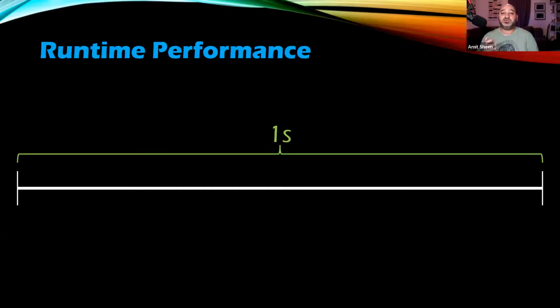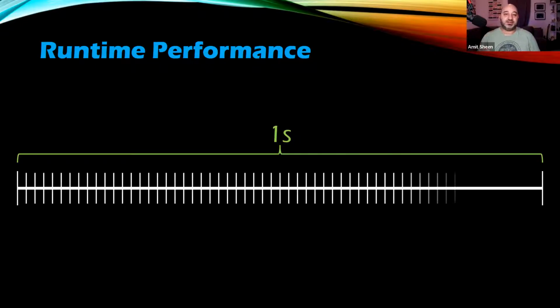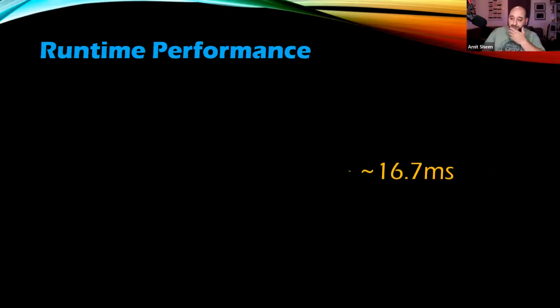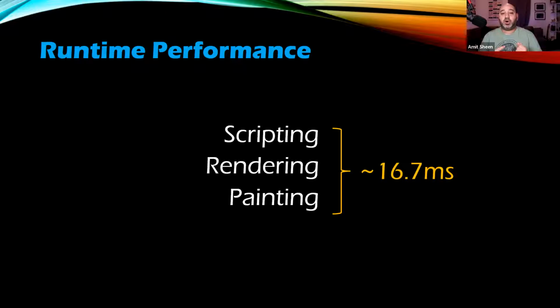That means we need to divide this line into 60 little segments, and each one of these segments is just a frame, which means that each frame is just under 16.7 milliseconds. And that's not a long time. It's a very, very short time. And we're asking the browser to do a lot of things inside this 16.7 milliseconds. In fact, we ask it to do all the scripting, all the rendering, and the painting. So let's understand what each of them means.